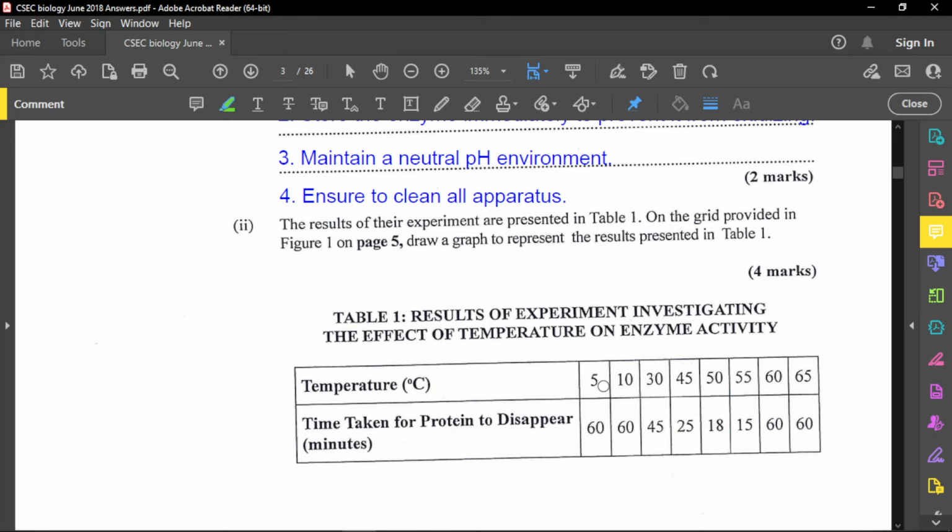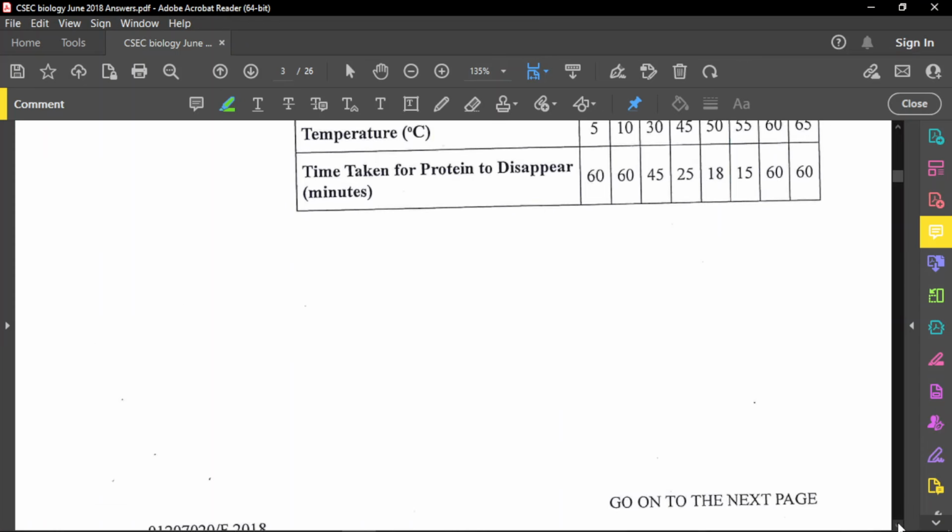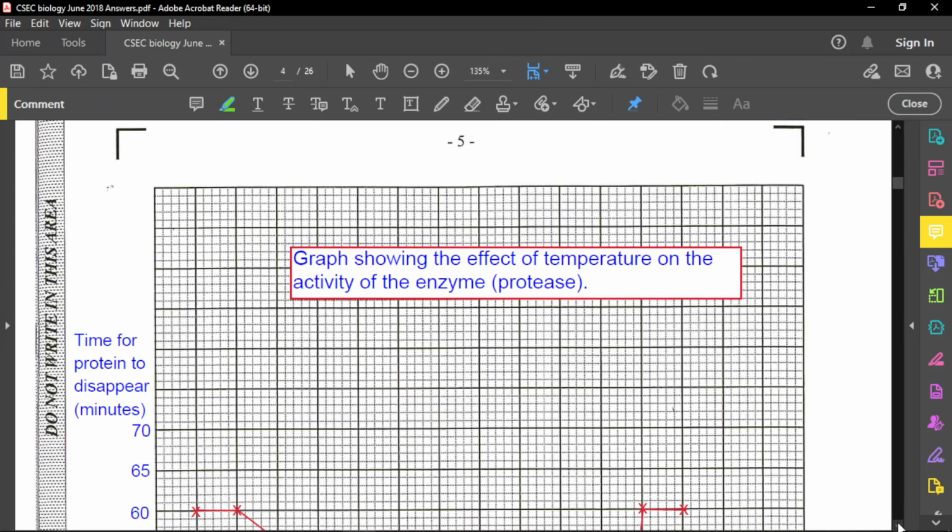Now, one observation here: if you notice, the increments between the temperatures are not the same. You notice it moves from 5 to 10 and then from 10 to 30 and then from 30 to 35, right? So the incremental changes are not the same. So in this case, a line graph is best. All right, and so to draw this graph, first let's point out a few things.